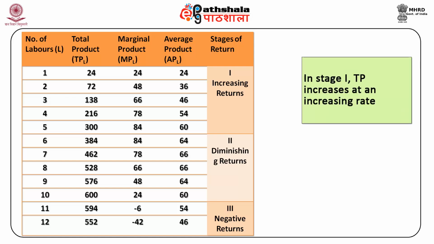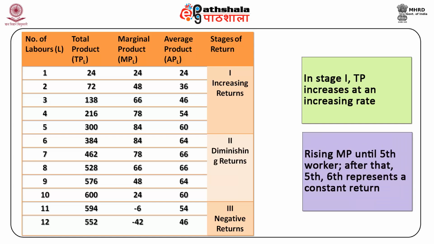Let us now know about the three stages in the law of diminishing returns. In stage 1, total product increases at an increasing rate as labor increases. This is indicated by the rising marginal product until the employment of the fifth worker. After that, the fifth and the sixth labor represent a constant return to a variable factor.